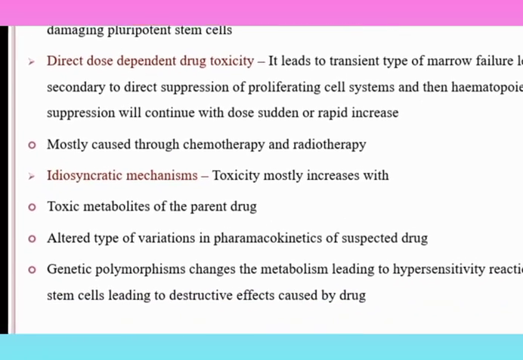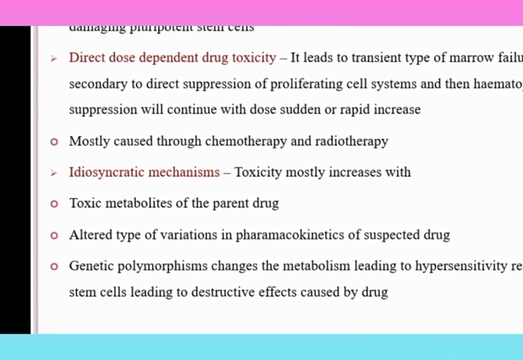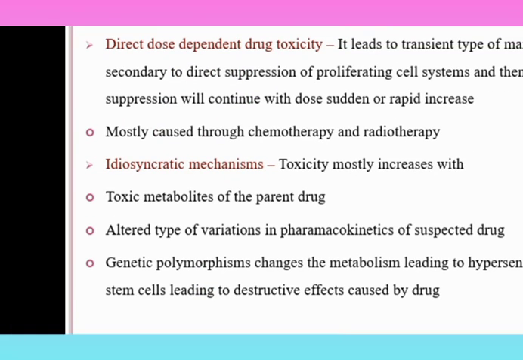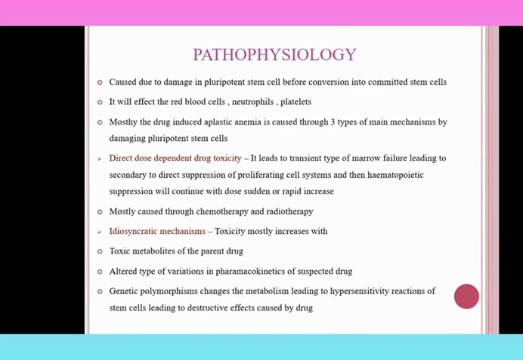Whereas idiosyncratic mechanism toxicity mostly occurs because of the toxic metabolites of the parent drug, and also because of altered variations in the pharmacokinetics of the suspected drug and genetic polymorphisms. If changes occur in the metabolism due to genetic polymorphism, it leads to hypersensitivity reactions of the stem cells. Hypersensitivity reactions in the stem cells then lead to destructive effects, which are caused by the drug.